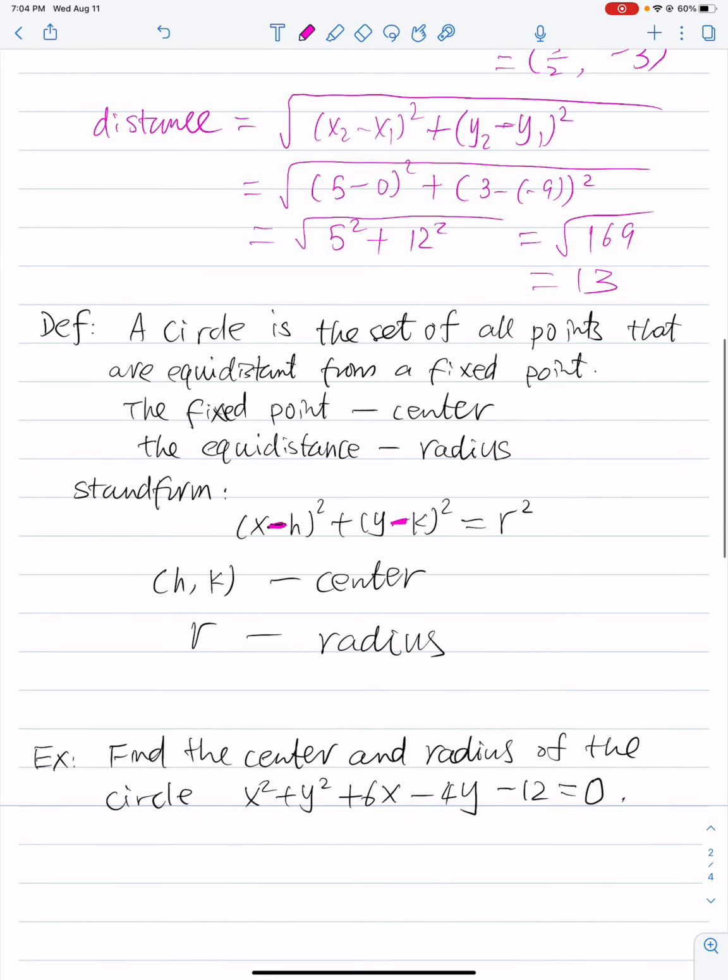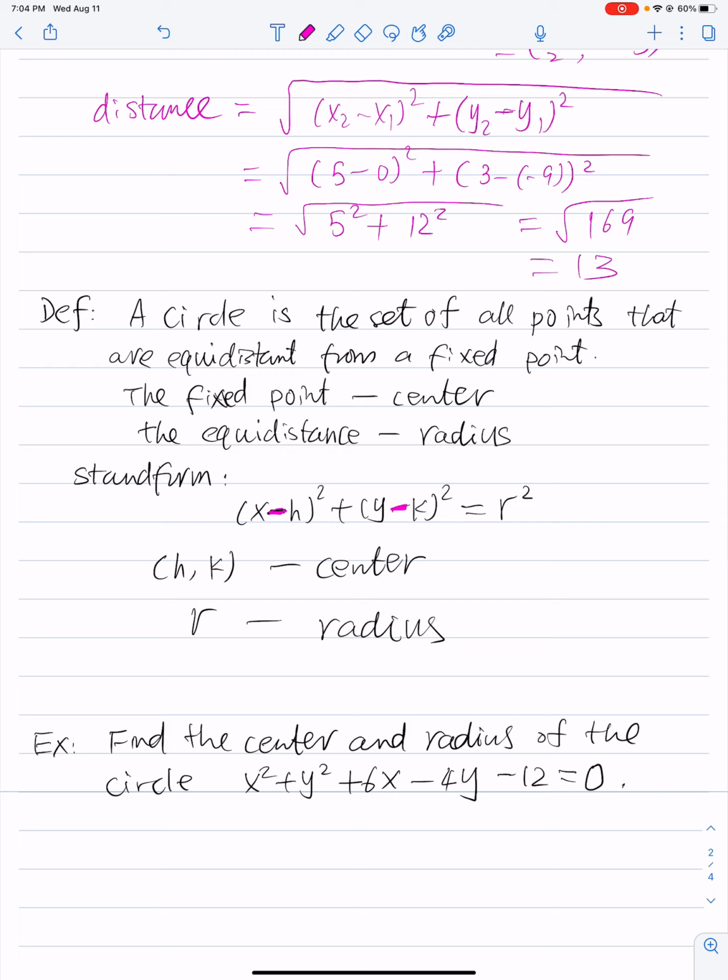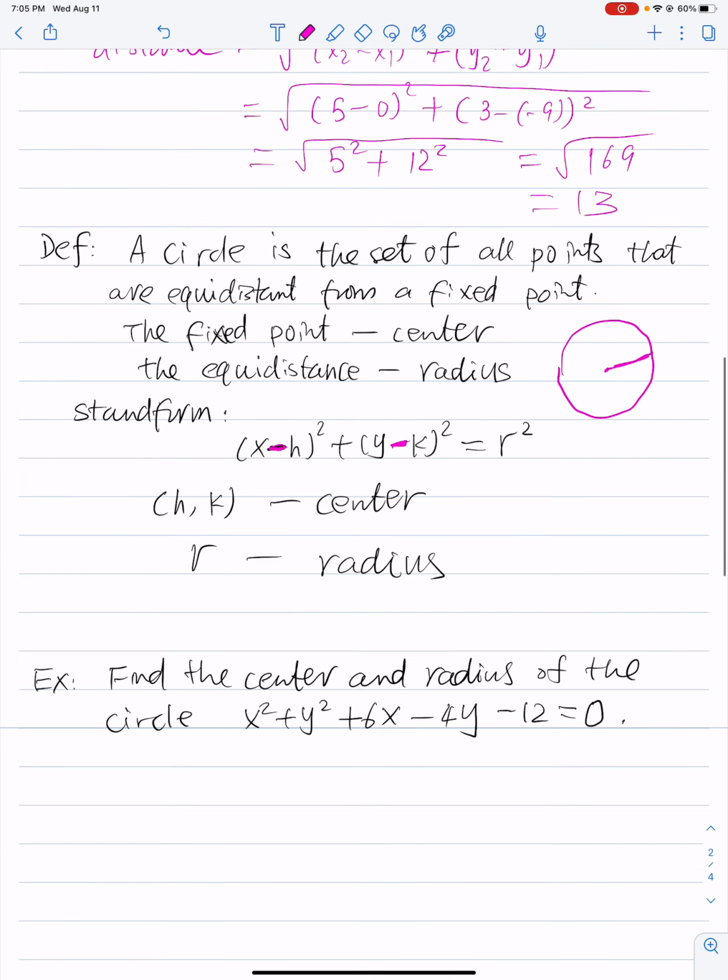Okay. So the next one, we want to give you the definition of the circle. A circle is a set of all points that are equidistant from a fixed point. The fixed point is called the center. The equidistance is called the radius. So for a circle, this is the center, this is the equidistance. The standard form of the equation of the circle is x minus h squared plus y minus k squared equals r squared. Here, (h, k) is the center, r is the radius.